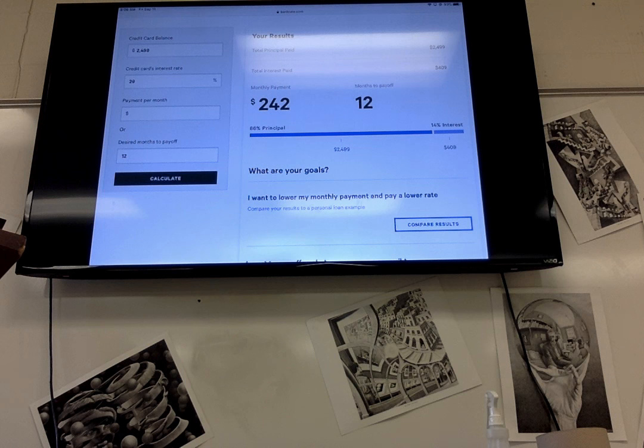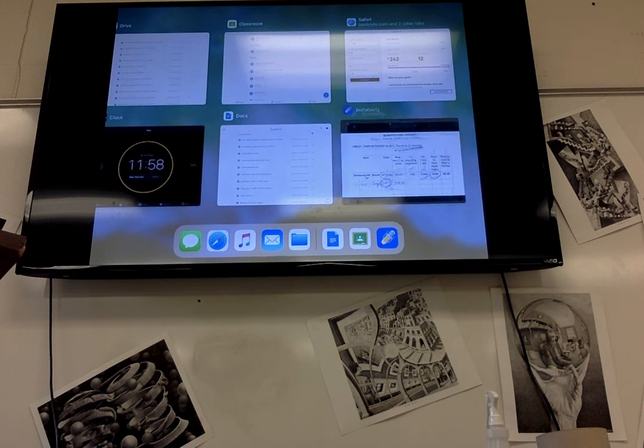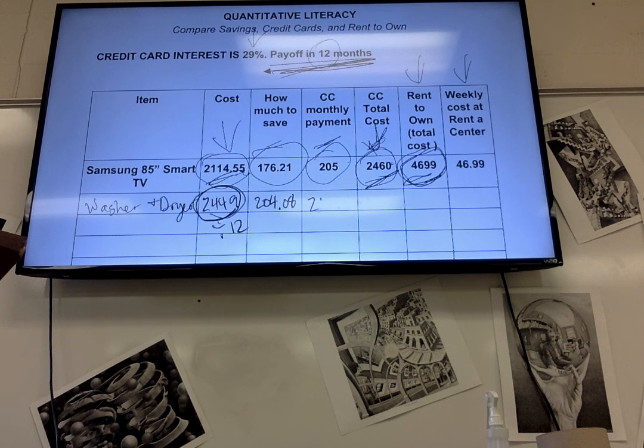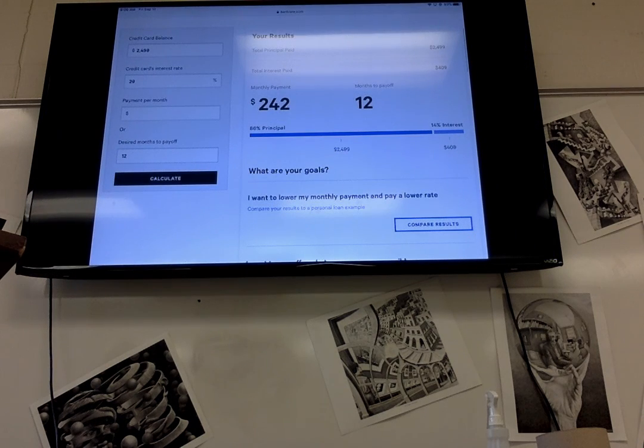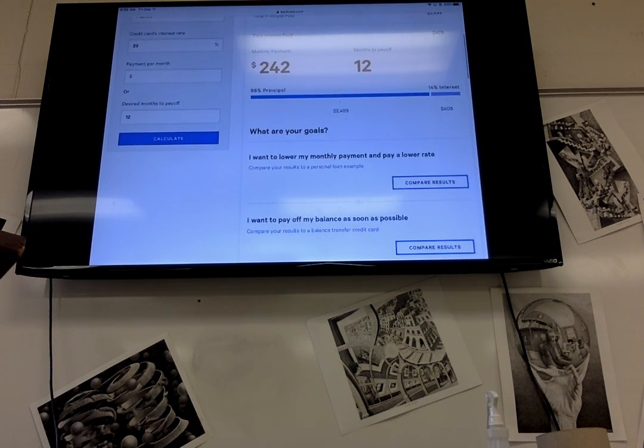So that means our monthly payment is $242. And our credit card total cost would be $24.99 plus this $409 there. So that's $29.08.